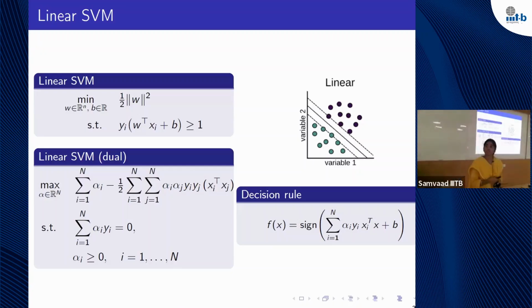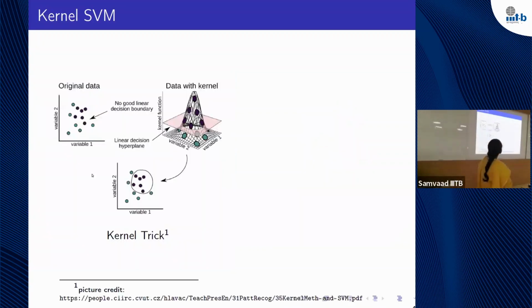Now, the limitation here is that we can only do this if the data is linearly separable. What if the data is non-linearly separable? Say in this case, if you see the data points, the blue ones and the green ones cannot be separated by any line that you draw on this plane. So we then use the kernel trick to be able to separate these class 0 and class 1 points.